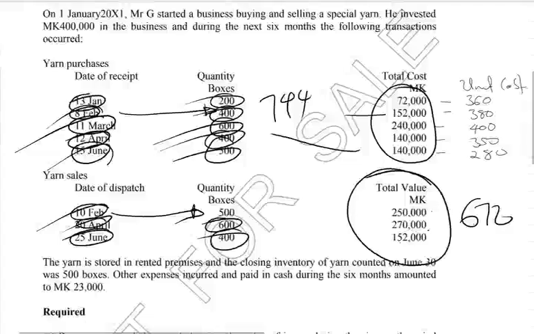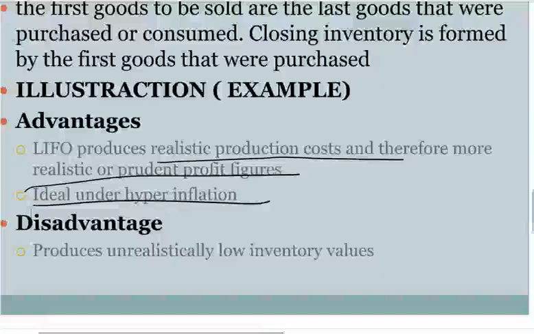And the other thing is it is ideal in hyperinflation. When we're talking about hyperinflation, we're talking about persistent increase of what? Items, the cost of items. So we're saying that, like what the economy in Zimbabwe, you remember at a certain time they could actually go buy bread at 30,000 US dollars. So that's hyperinflation. Their items were increasing at a fast rate. That's hyperinflation. So we're saying that LIFO is ideal in such a situation.